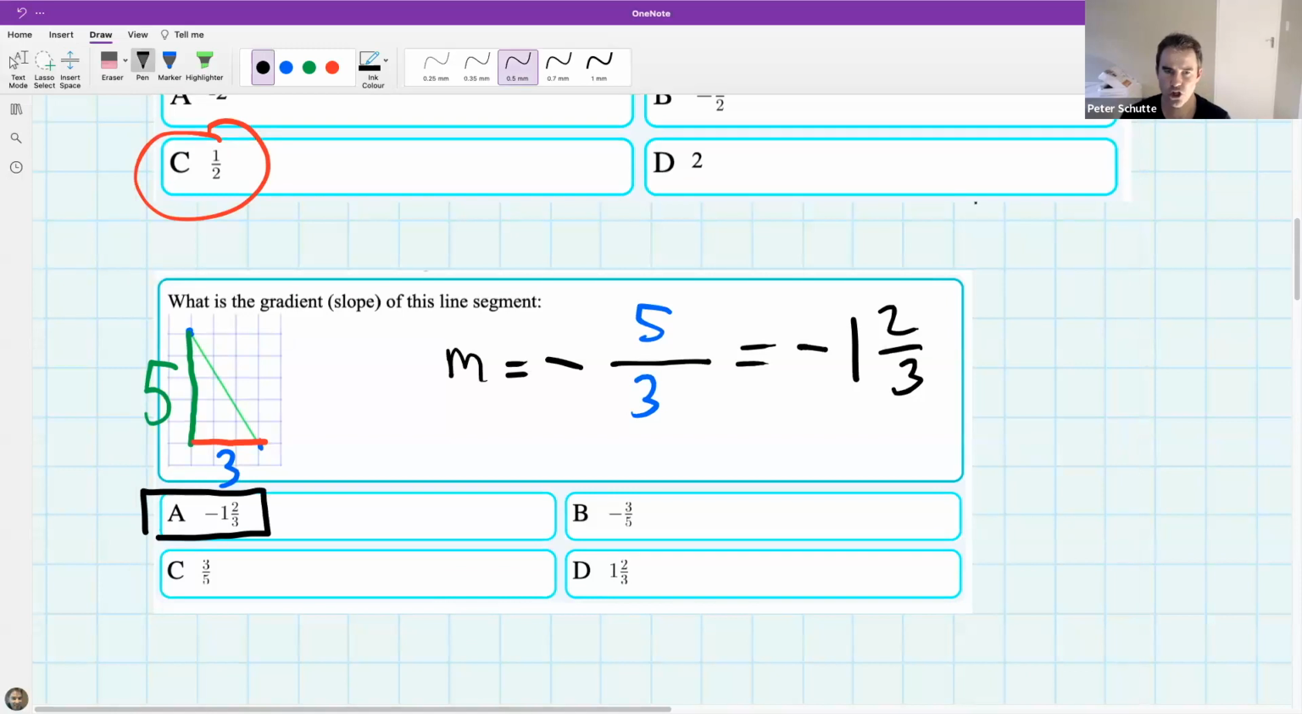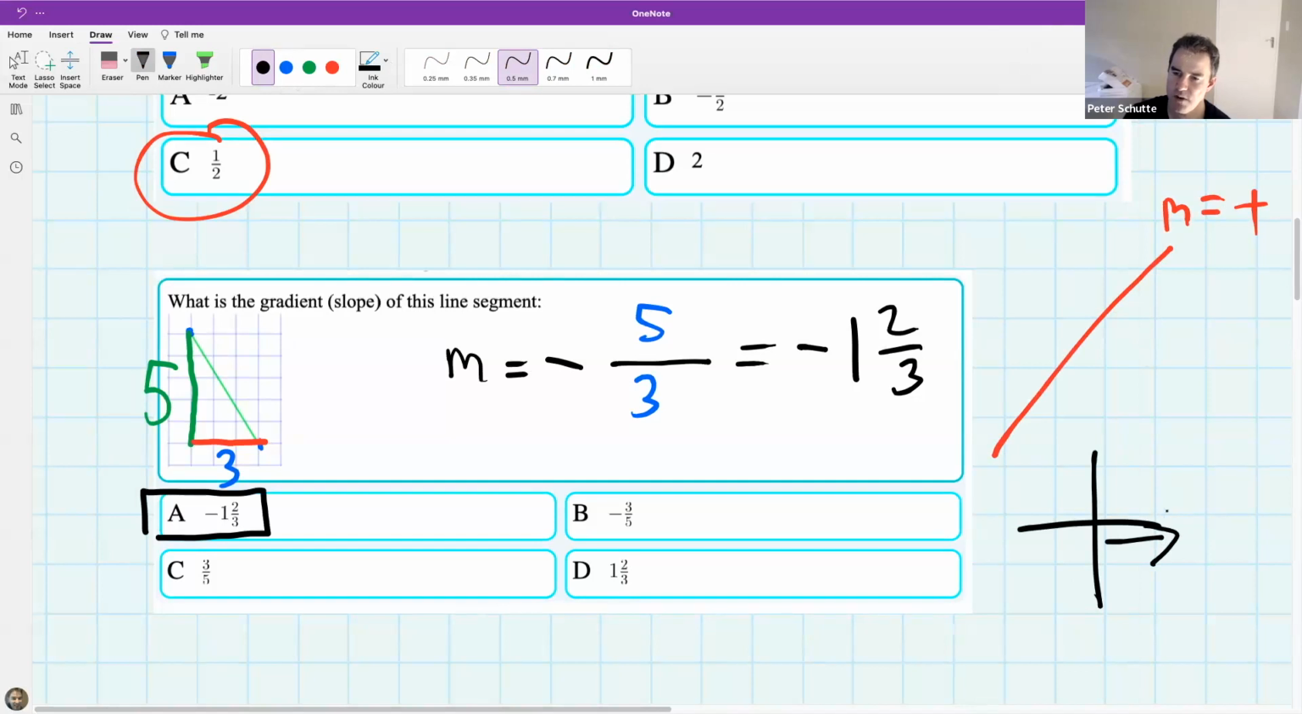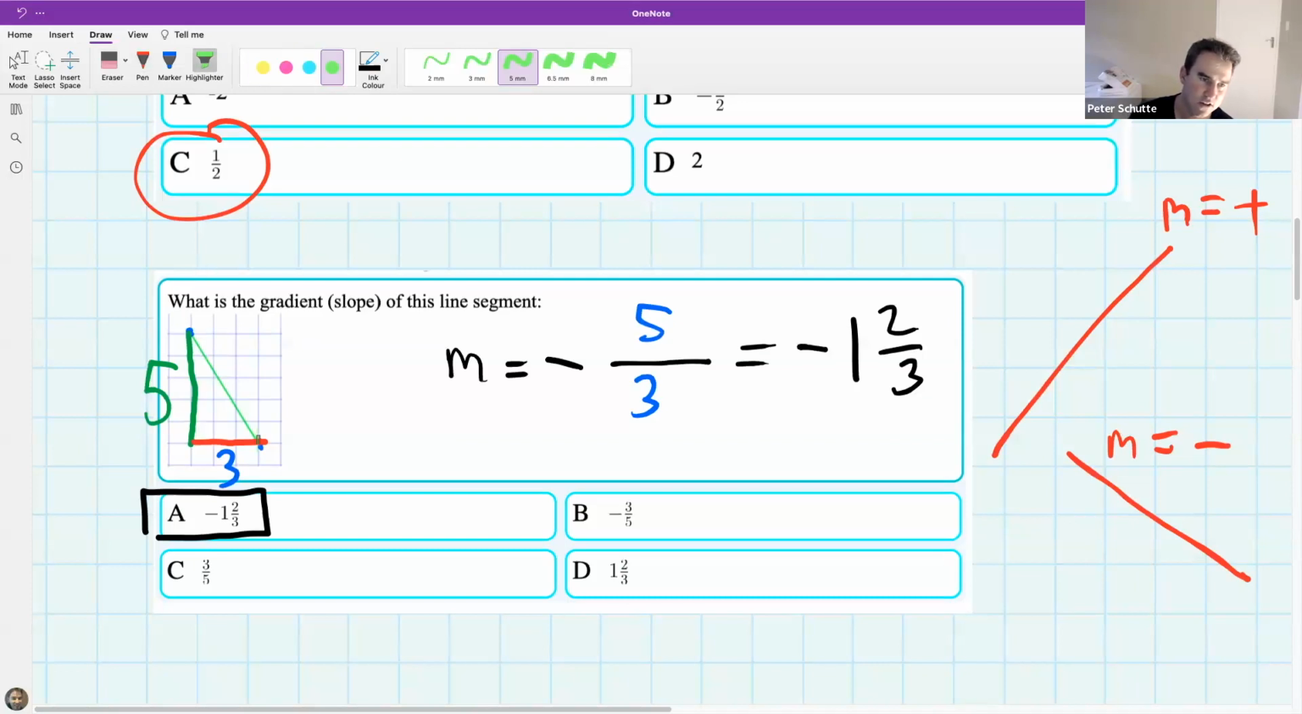So again, I want to make sure, why is it negative? Aha, yes, good question. If you have a straight line that goes up and to the right, the gradient is positive. And the reason for that is if you think of the Cartesian plane, we know that x goes positive in that direction and y goes positive in that direction. So it makes sense for the gradient to be going up in that direction. Whereas if the line is sloping down to the right, then we say the gradient is negative. And you can see here that this line is sloping down to the right.